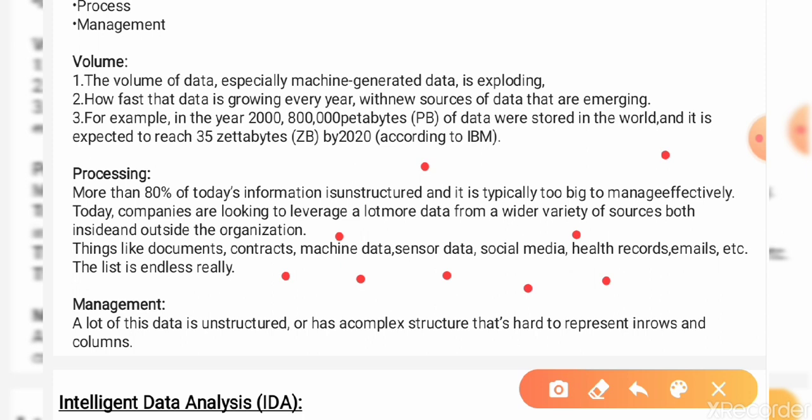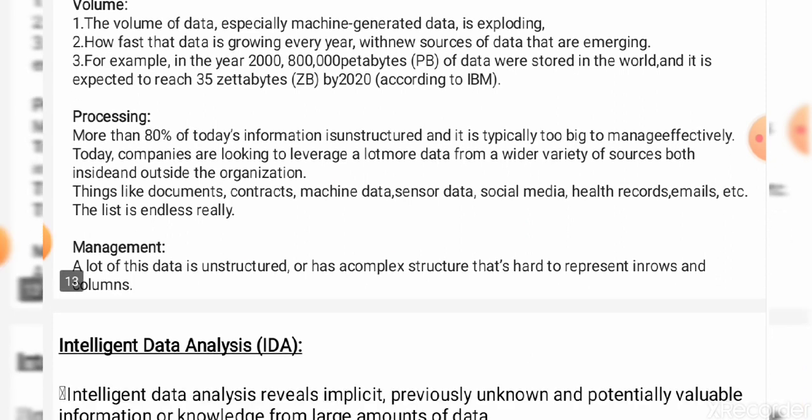Next, we have to manage the data and also manage the speed of processing of the data, and that is management. This is one of the conventional challenges in a conventional system in big data. In management, a lot of data is unstructured with a complex structure that is hard to represent in rows and columns. It is a vital challenge in conventional systems on the management side of big data.